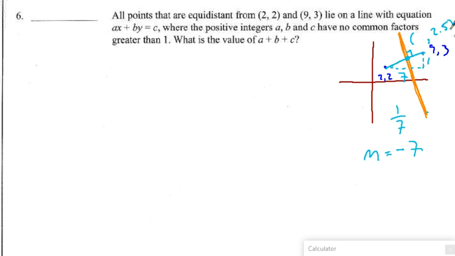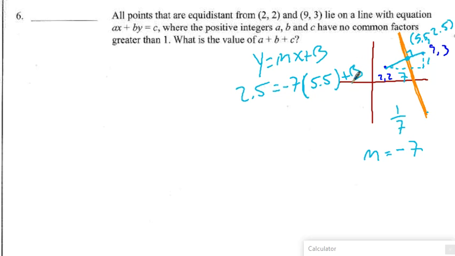So I have this point, 2.5, and then what is halfway in between 9 and 2? Well, 9 minus 2 is 7. 7 divided by 2 is going to be 3.5. So 2 plus 3.5 is 5.5. And so let's plug it into our good old y equals mx plus b equation. So we have 2.5 is equal to -7 times 5.5 plus b.